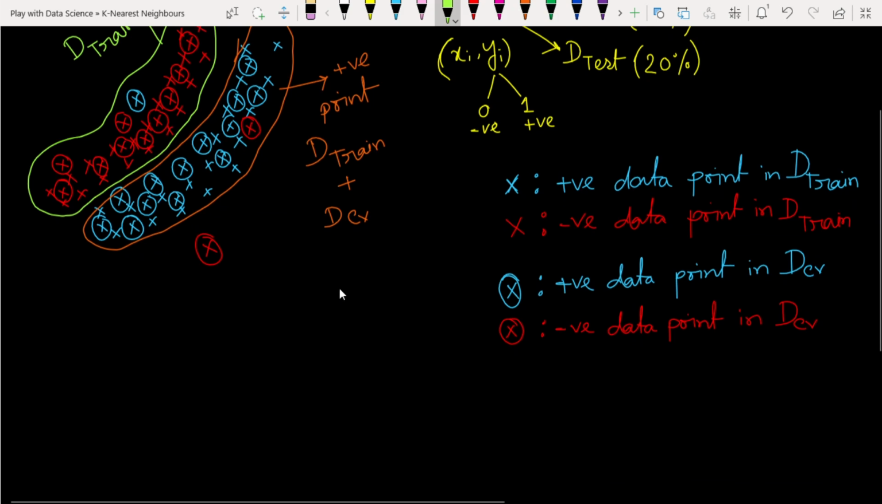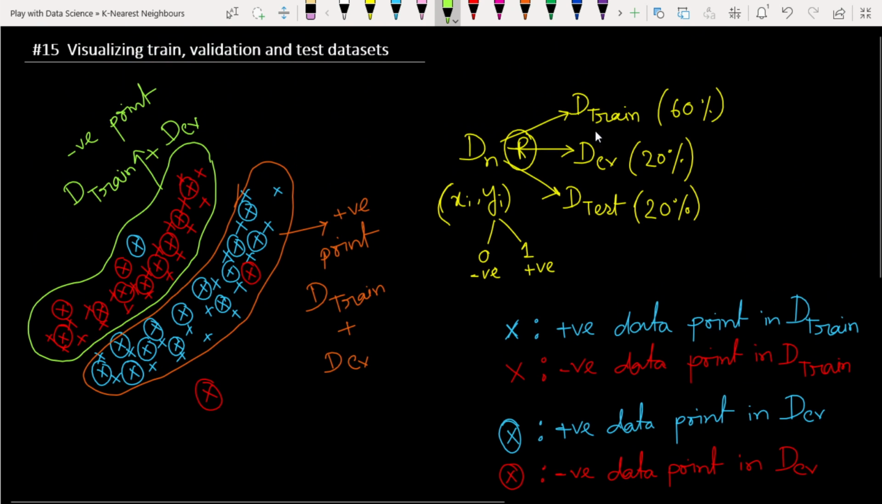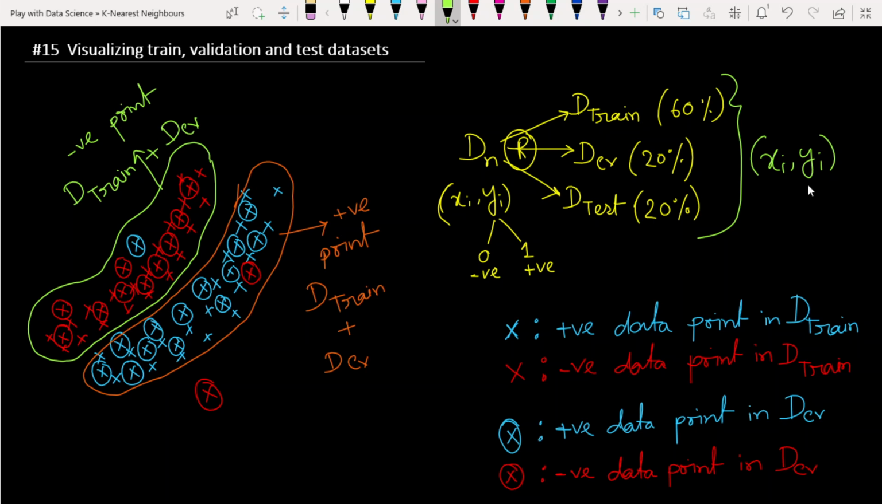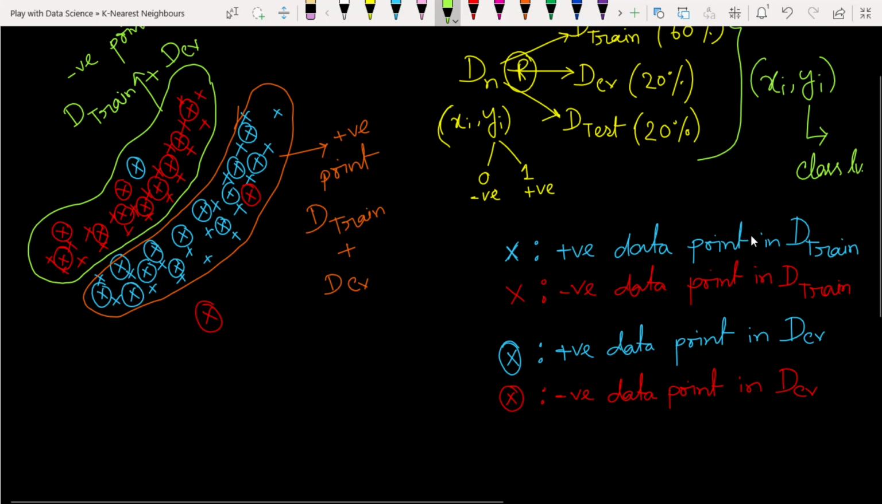So we have seen that the train data, cross validation data, and test data are the same kind of data. For each partition of data, we have xi and its corresponding output y. This output is called the class label. It will be 0 or 1. We have seen that each partition is the same kind of data set.